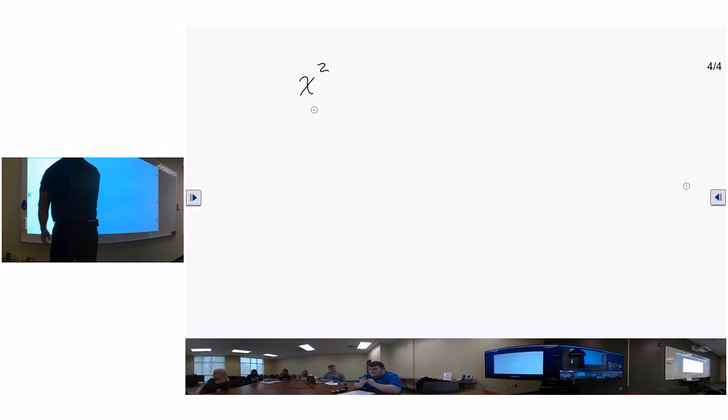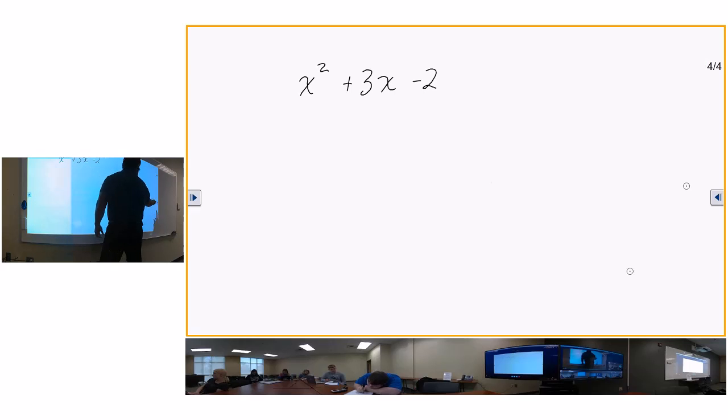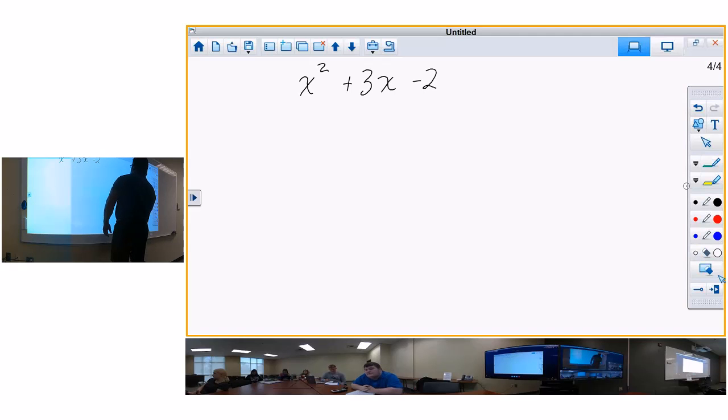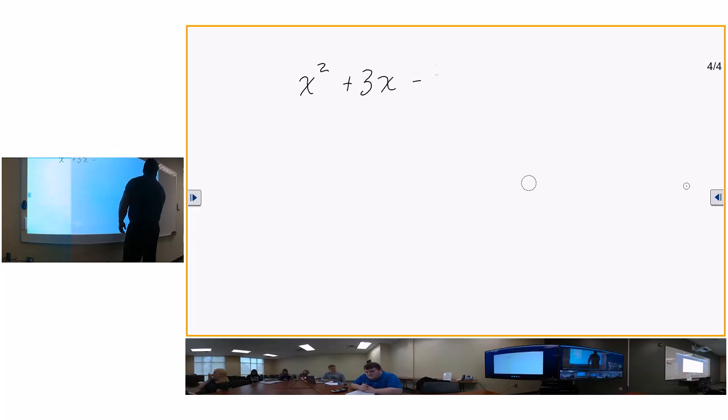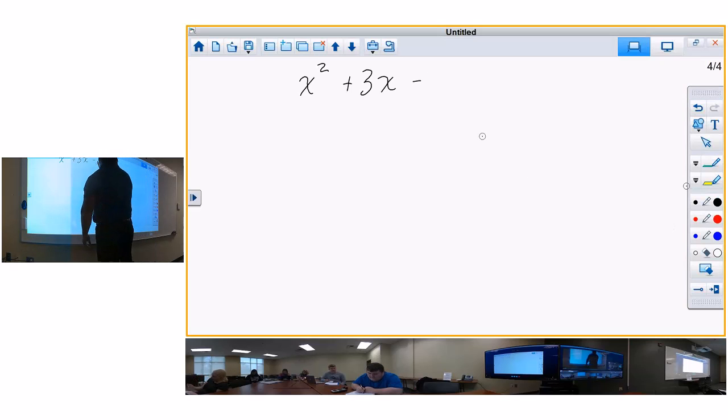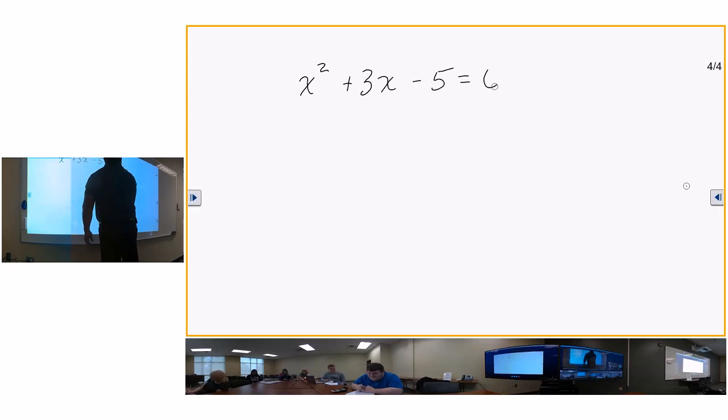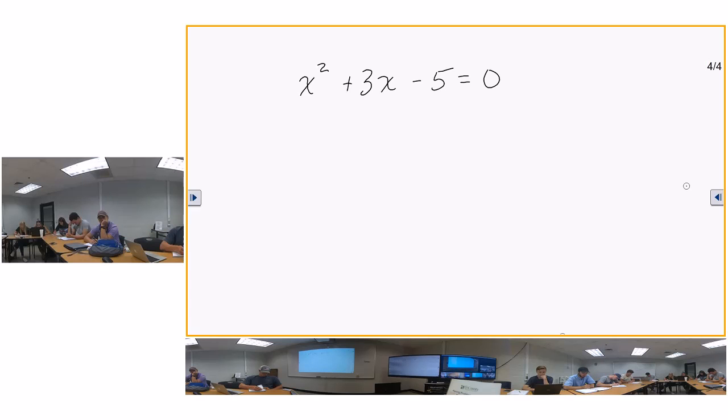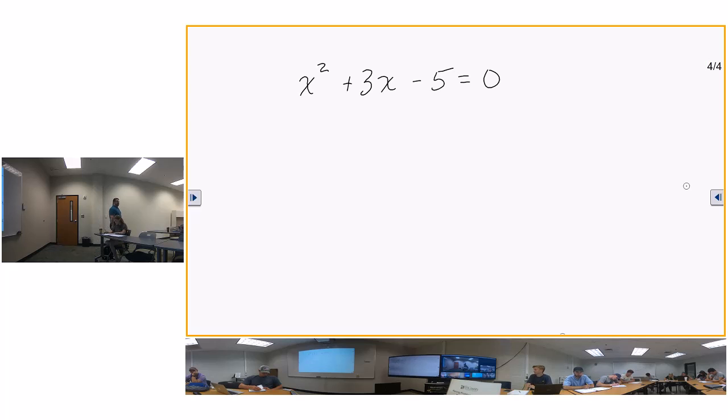x squared plus 3x minus 2, or minus, let's do one that's not factorable, minus 5. You suck. Minus 5 is equal to 0. Now, one thing that you do not want to do with completing the square is make it more what? Difficult. What would be making it more difficult? Making a fraction or making a decimal?